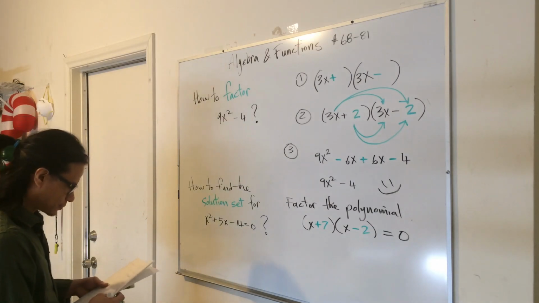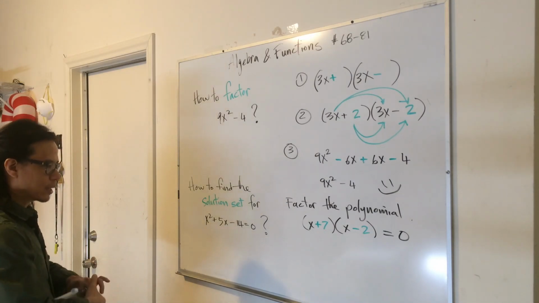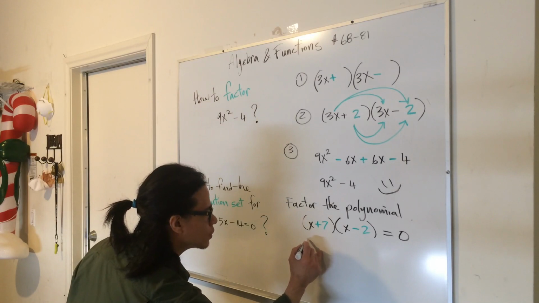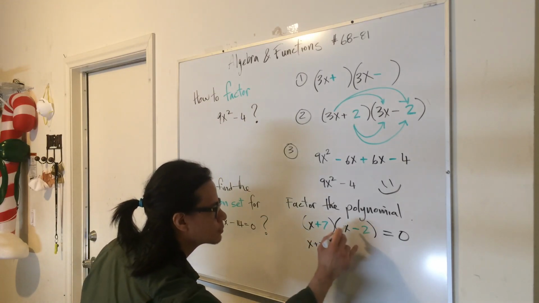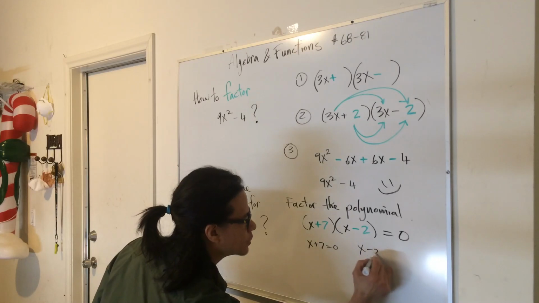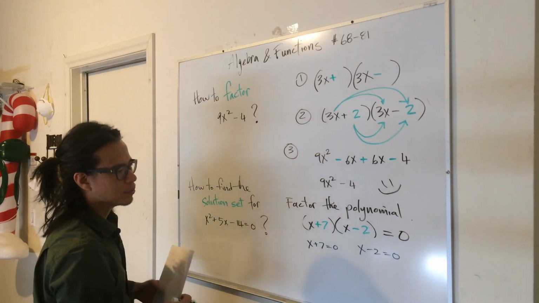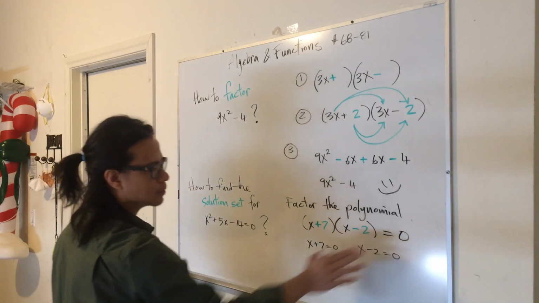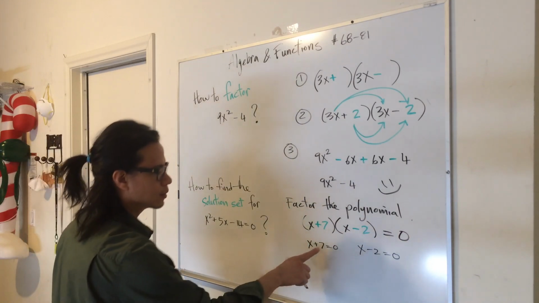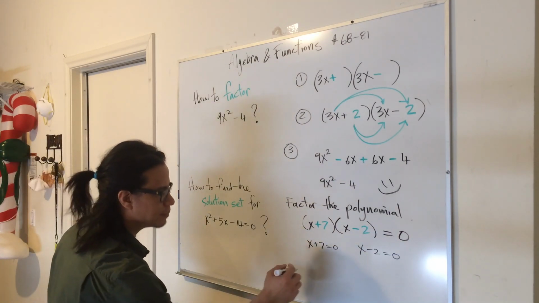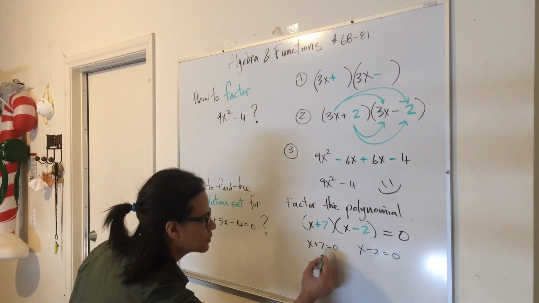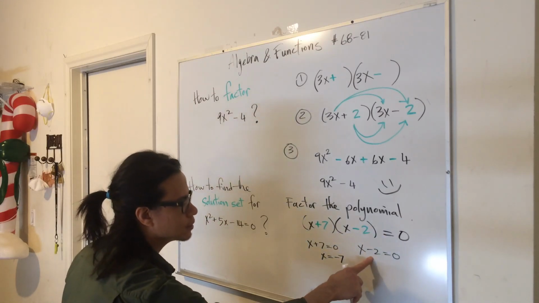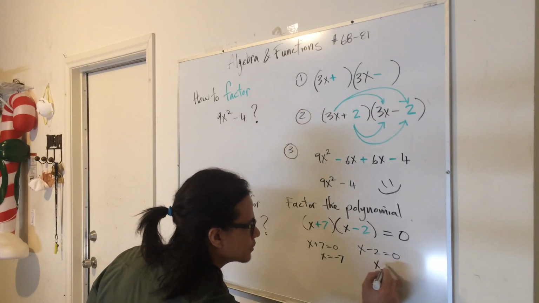Got lucky there, guys. Okay, now remember, to solve for x, we need to do this. You're going to set x plus 7 equals 0, and then x minus 2 equals 0. The reason we did that is because one of these guys has to be 0, because anything times 0 is 0. So, let's get x by itself. Subtract 7 from both sides. x is equal to negative 7. And here we'll add 2 to both sides. So x equals positive 2.